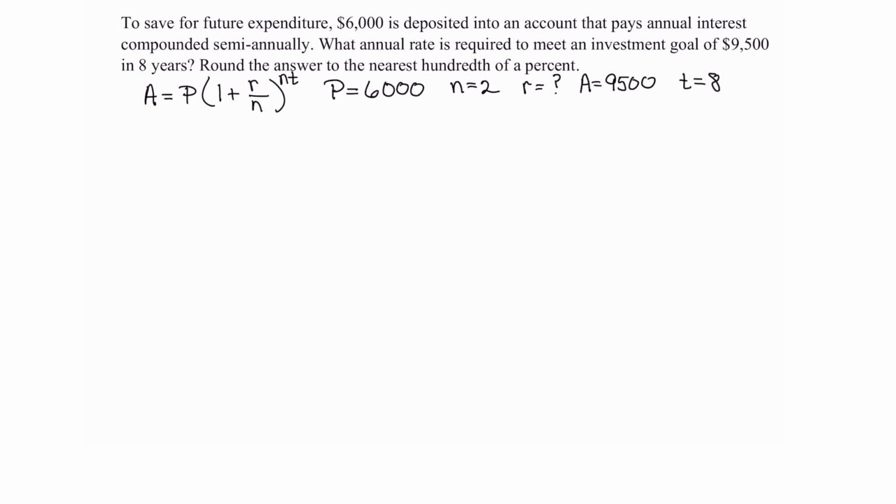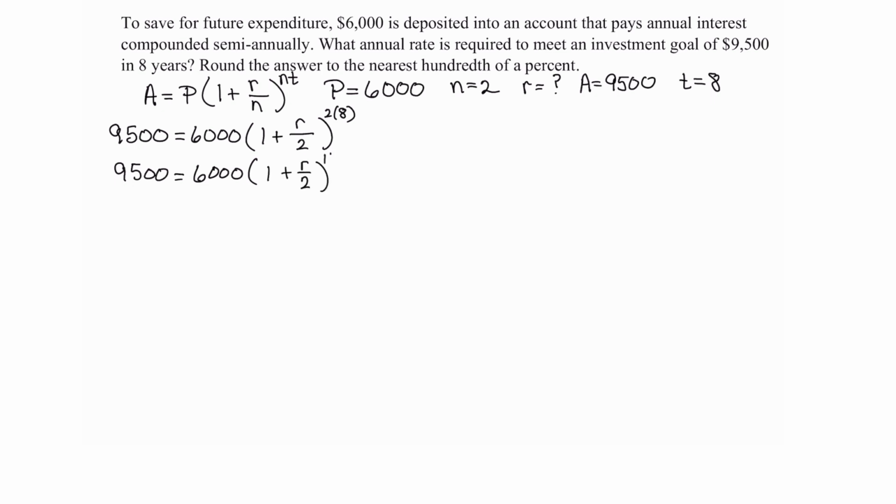Now with writing all of that down and then also recognizing we want to write our final answer to the nearest hundredth of a percent, I'm able to now start to set everything up by substituting it into the equation. So our amount, the 9,500, is equal to the principal, 6,000, times 1 plus R, we don't know, over N, which is 2, and then to the 2 times 8 power. So the first thing we're going to do is just simplify anything we can, and here the only thing we can simplify at this point is the exponent. So we have our 1 plus R over 2 in the parentheses to the 16th power.